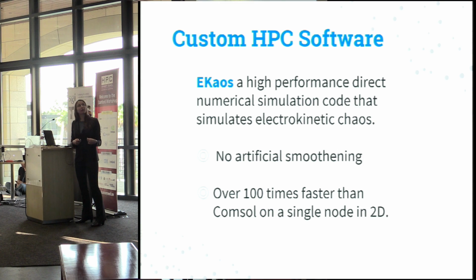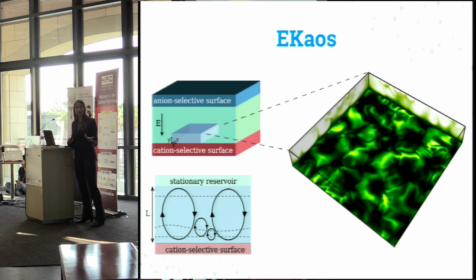EKaos. And it's a high-performance direct numerical simulation code that simulates electrokinetic chaos. Basically, these chaotic fluid dynamic structures that arise in these desalination channels. And in this code, there was no artificial smoothing used. And since we were able to identify specific areas where we could use the physics to inform how we were going to construct our numerical methods, we were able to run it over 100 times faster than COMSOL on a single node in 2D. And the reason why we only ran it in 2D is because by the time we would try running COMSOL in 3D, it would basically take years for us to run the simulation, so that's just not realistic.